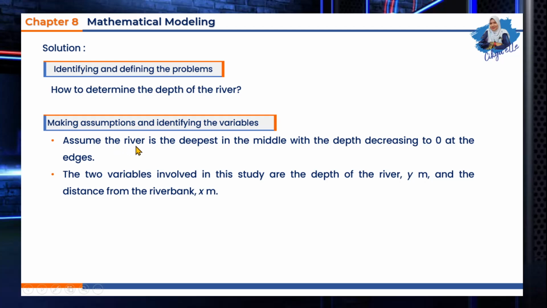Assume the river is deepest in the middle with the depth decreasing to 0 at the edge. This is the assumption we make, a simple assumption. The two variables involved in this study are the depth of the river, y meter, and the distance from the river bank, x meter. You have to use the variables given in this problem.